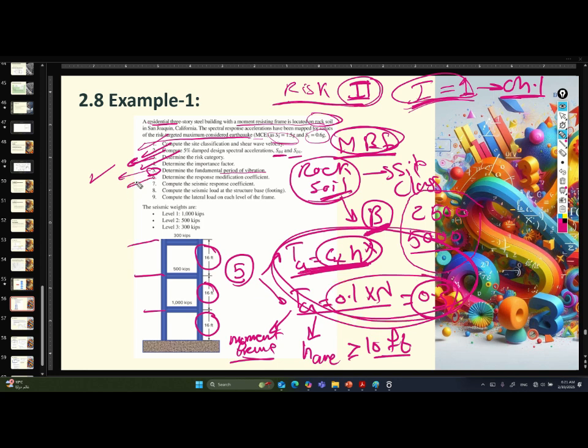The other thing is to determine the response modification factor, which is R. In chapter 12, why chapter 12? Because it is a residential building. If he told me that this building is housing equipment, I would have to go to chapter 15. So it is very important. Since I have a residential building, I will go to chapter 12 and get it from the table.